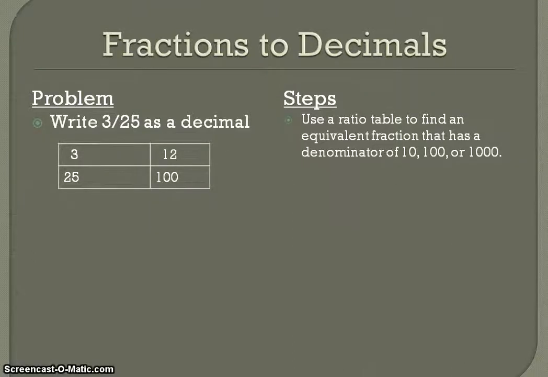And so what can we do to 25 to get to 100? It's times 4. We multiply 3 times 4 and we get 12. And we have our new fraction, 12 hundredths.